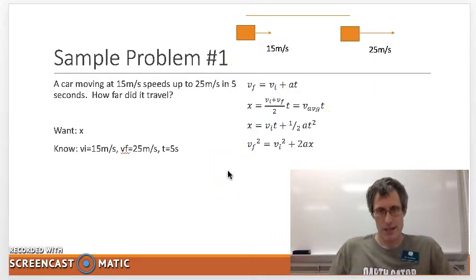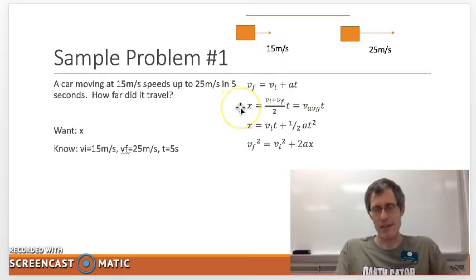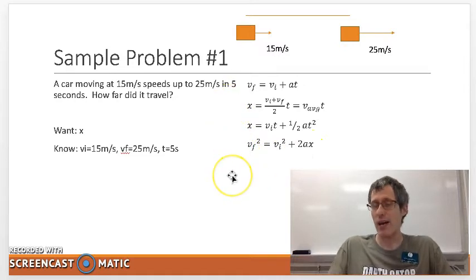First of all, I better pick one that has what I want. I want x, so I should not pick the first equation because the first equation doesn't even have what I'm looking for in it. So forget that one. Now the next three equations have x in them. This is x equals something, and even the third equation has x. If we choose that one, we'd have to do a little bit of algebra to solve for it. Okay, so we got to narrow it down further.